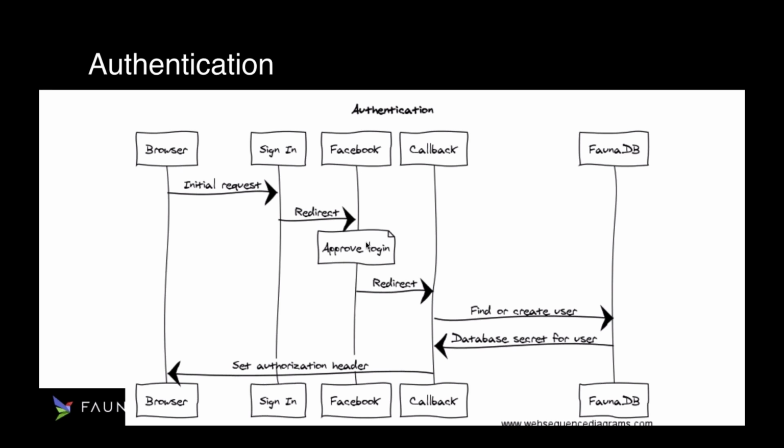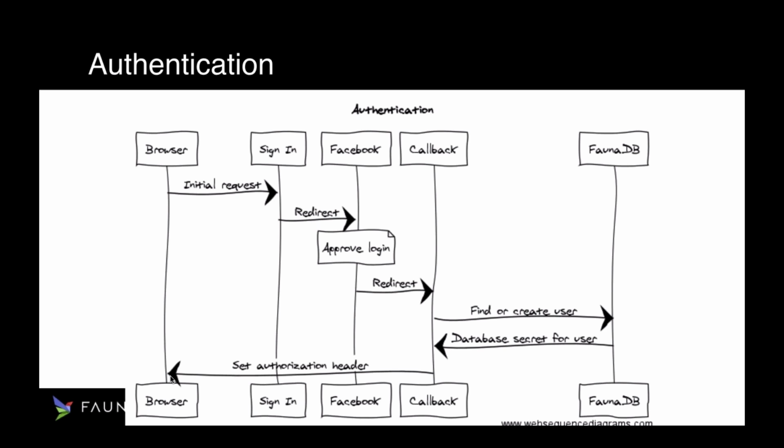Now with Facebook, maybe you already approved that login and it just redirects you back immediately, or maybe you have to deal with some Facebook UI as the user. But either way, once you're done with it and you've approved your login, Facebook redirects you to another lambda that's inside the authentication boilerplate, which is this callback service. The callback lambda now knows your Facebook ID, and so it can find or create a user in FaunaDB based on your Facebook identity. And once it has that FaunaDB user, it asks FaunaDB for a login token, a database secret that corresponds to that user. So the callback function sets an authorization header and returns that to the browser.